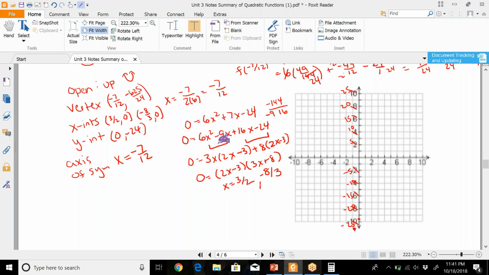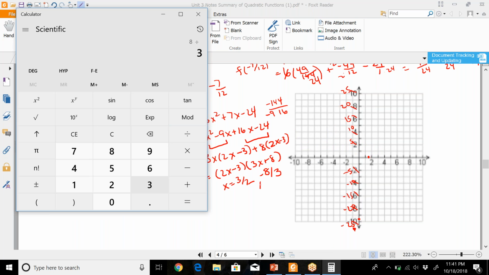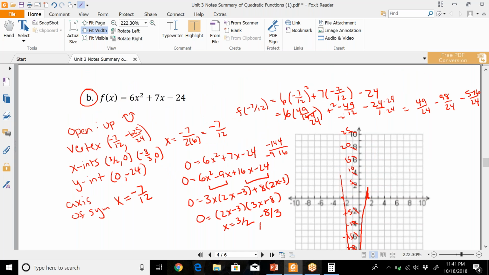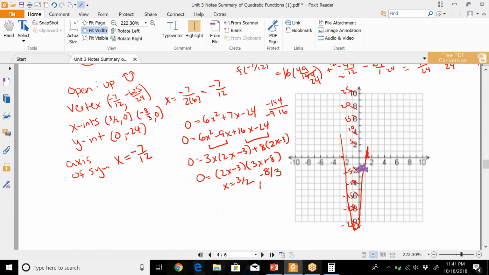We have 3 halves, 0. So that's 1.5. We also have negative 8 thirds. So 8 divided by 3. So that's negative 2.7. So that's about right here. And I'm not really going to draw in the axis of symmetry because I made all those marks for the change in the y-axis. But I think, let me see, did I copy something wrong? No, that's okay. It just doesn't look like this is evenly spaced on both sides.